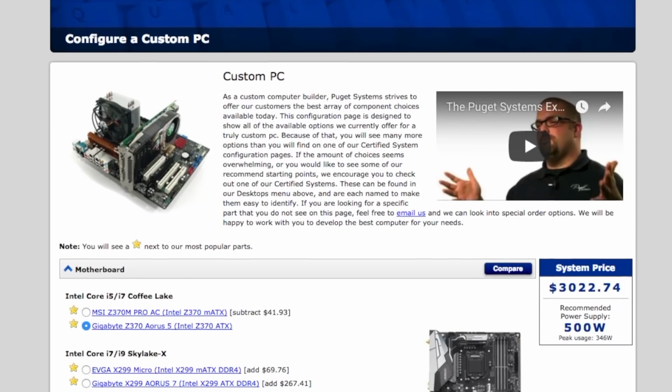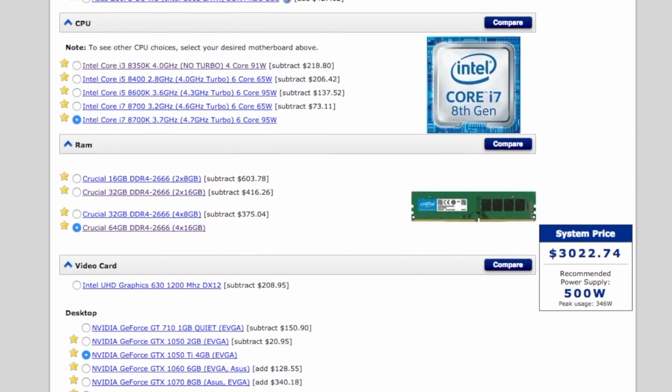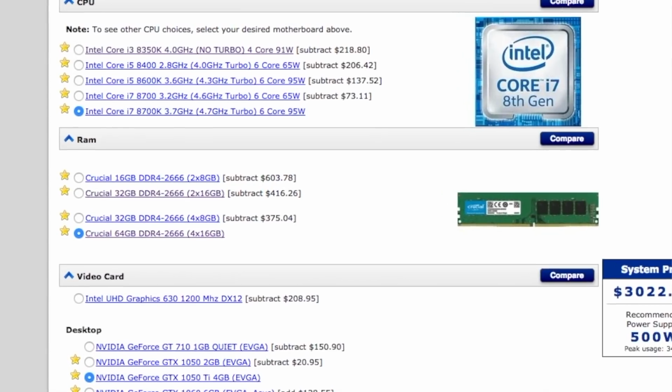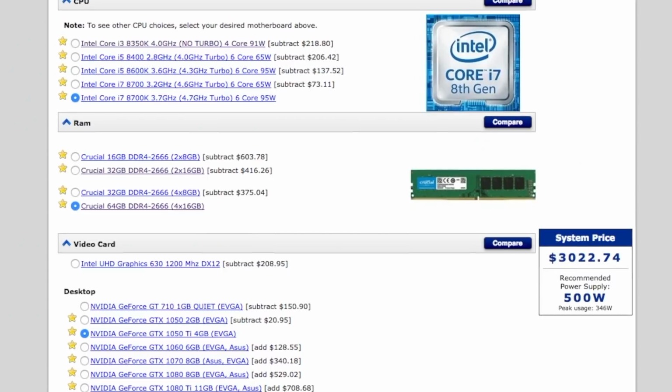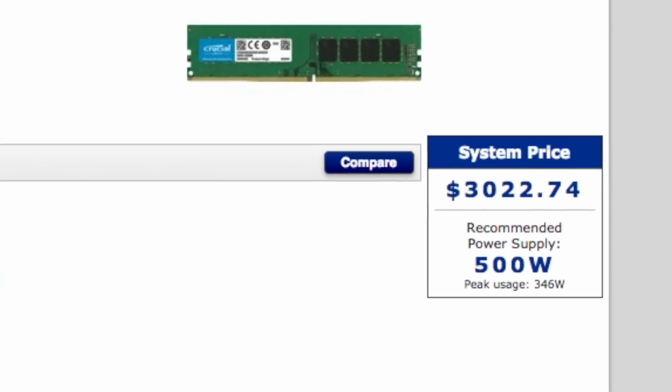I did my best finding a computer that is similar to mine. It's not exactly the same. This one has only a 3.7 gigahertz processor, so it's a little bit slower, but everything else is pretty much identical. Look at the price difference, $3,022. So that's a price difference of $2,000.